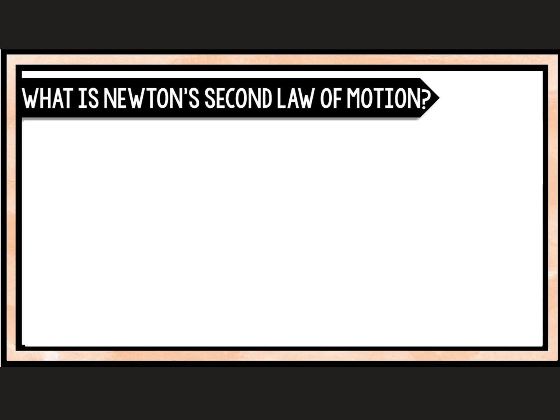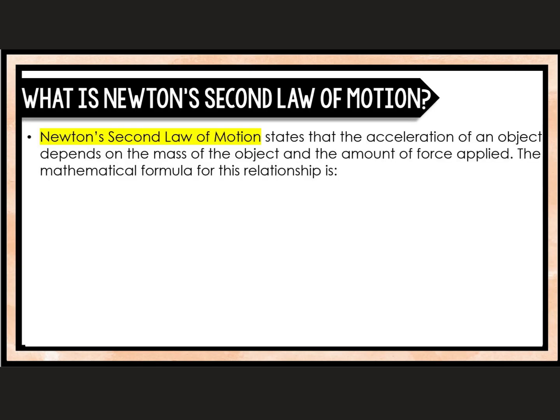So, what is Newton's second law of motion? The second law of motion states that the acceleration of an object depends on the mass of the object and the amount of force applied. There is a mathematical formula that backs up this relationship. Force equals mass times acceleration, or F equals ma. F for force, m for mass, and a for acceleration.